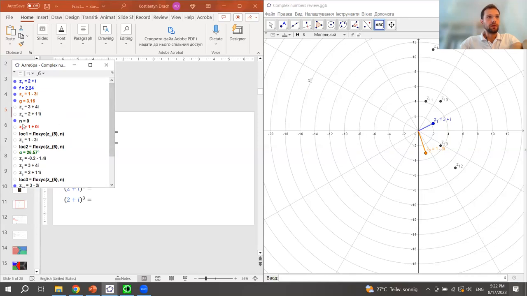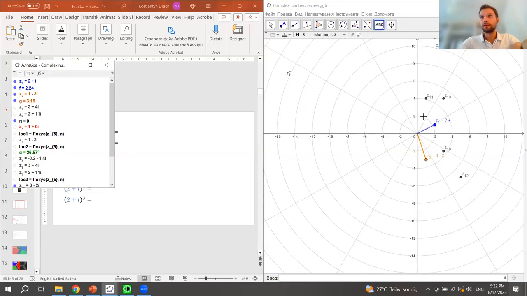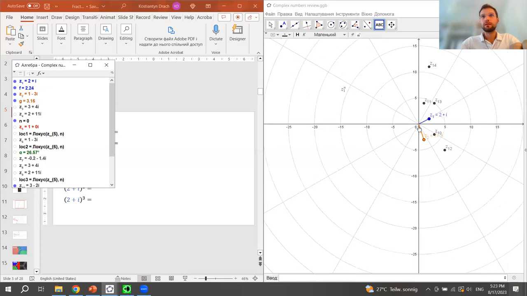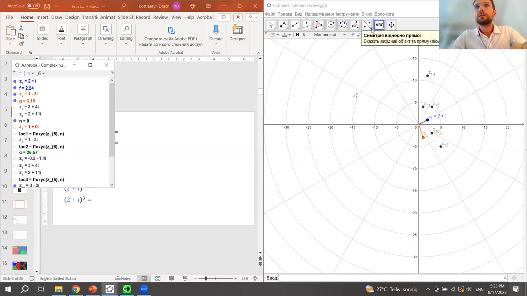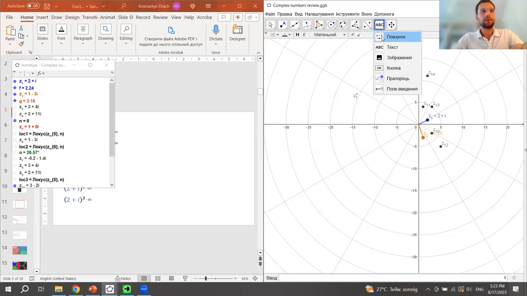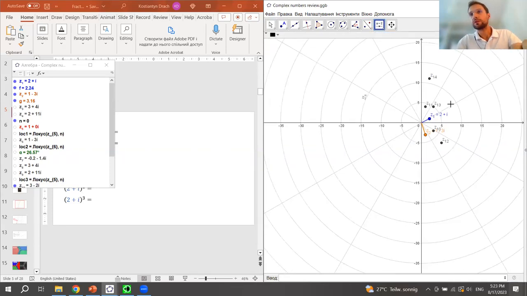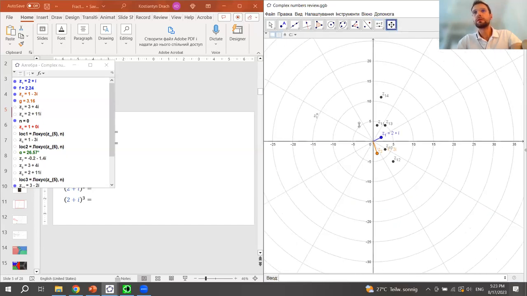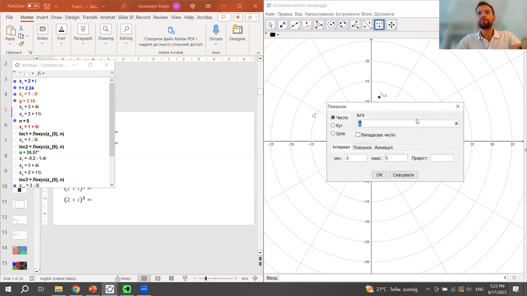So how do I actually check? I have something which is called the slider. Should not see on the screen. Okay, we can make it. So let us make a small experiment.